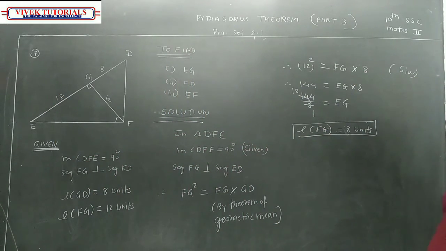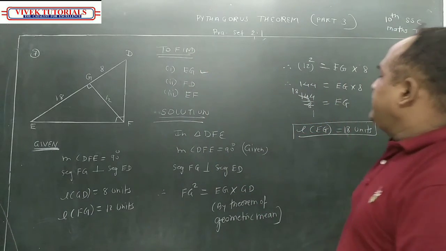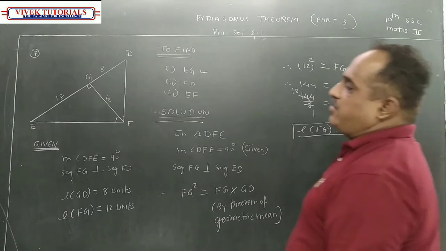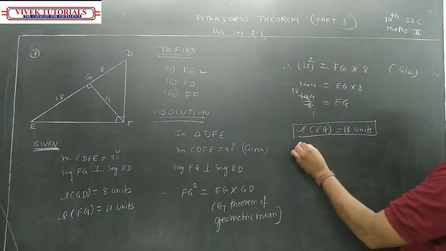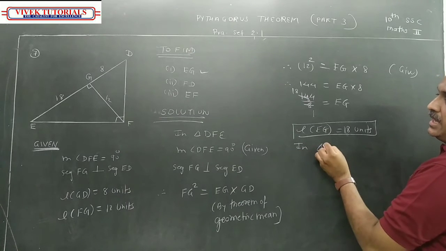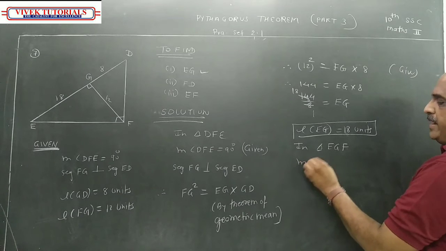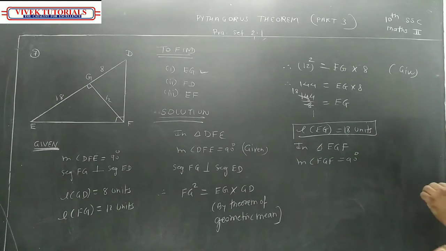Now, in this case, we got the value of EG. EG is equal to 18 units. Have you understood this now? Once we got that, we can easily find out the value of EF. So, in triangle EGF, measure of angle EGF is equal to 90 degrees.